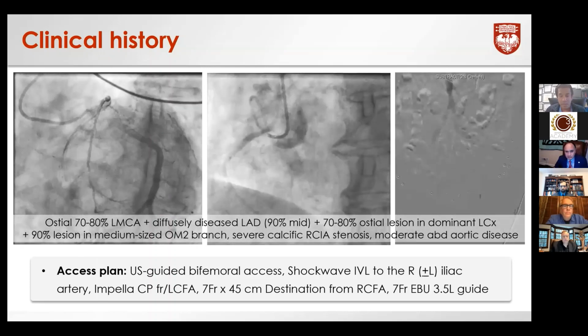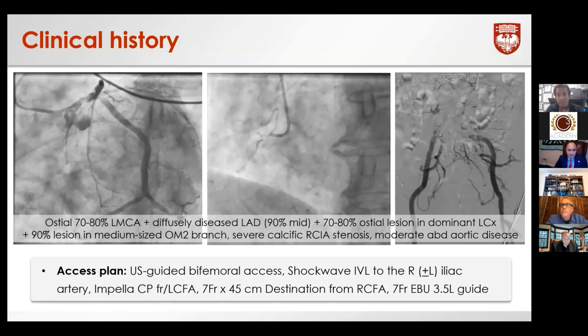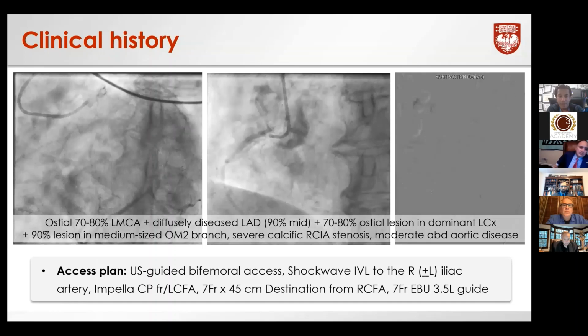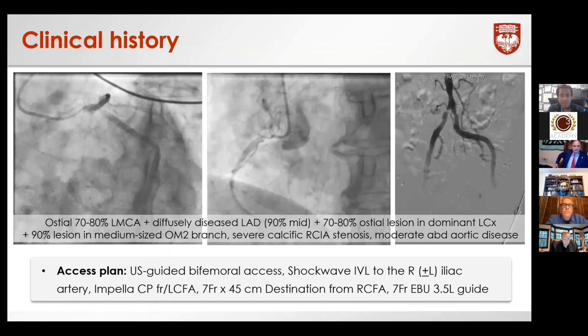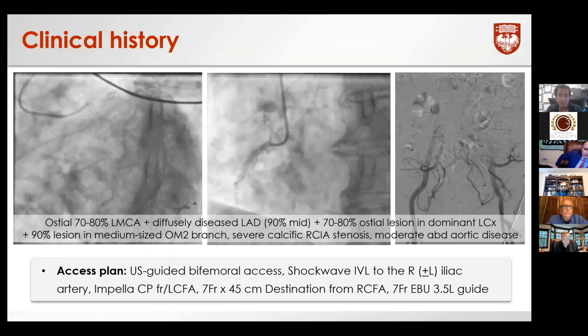So the access plan was ultrasound-guided bifemoral access. He had his diagnostic angiogram, as you can see, from a radial approach. He didn't love that because of some spasm and some arteritis afterwards. And so he requested a femoral approach for this.